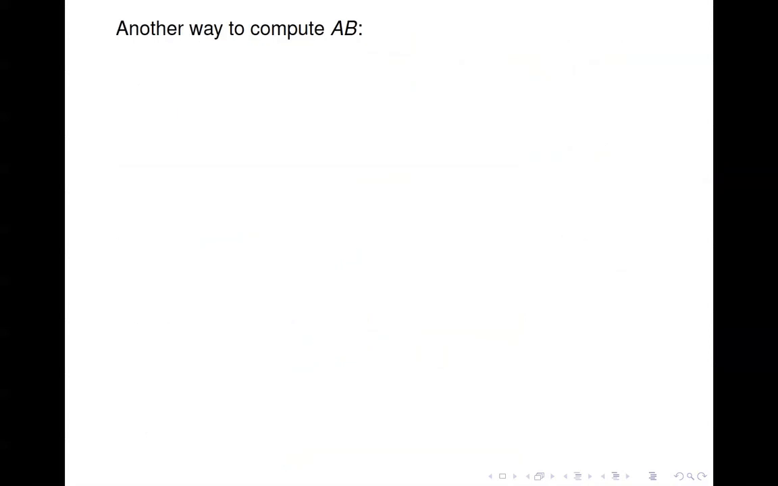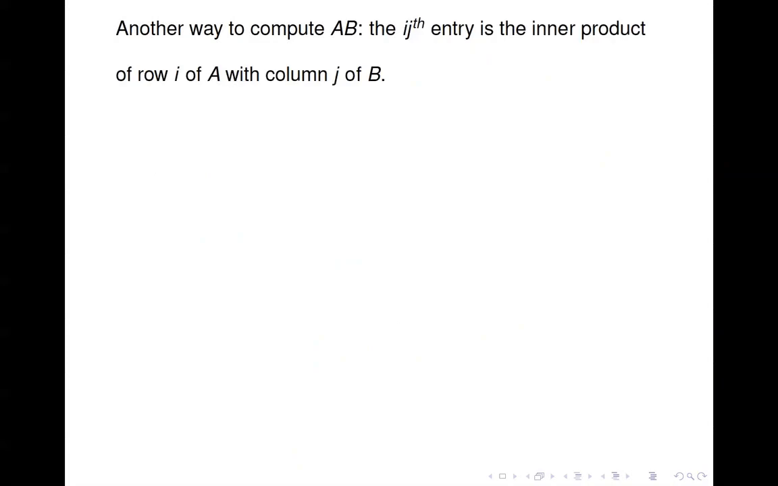There's another way to compute AB. Probably most of you learned this when you took college algebra. Notice that it's defined in terms of inner products. So the ijth entry in the product AB is the inner product of row i of A with column j of B. So let's see how that works.